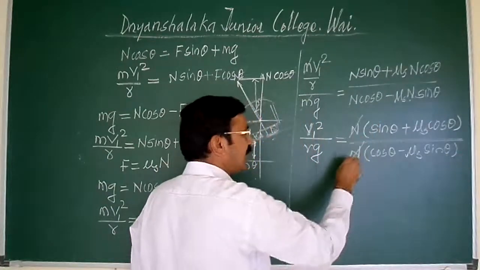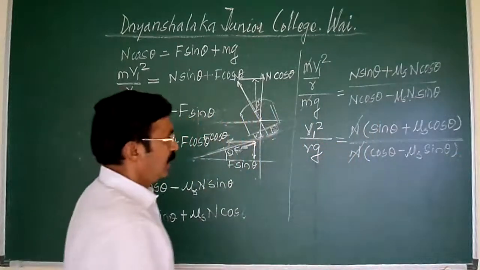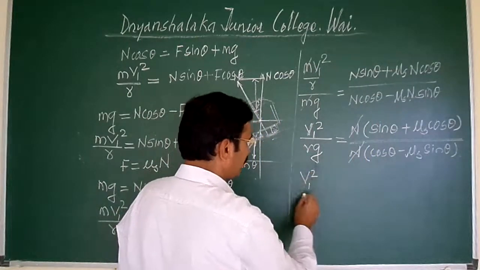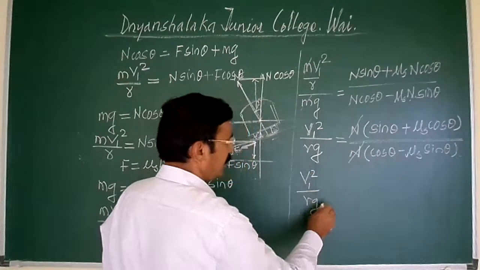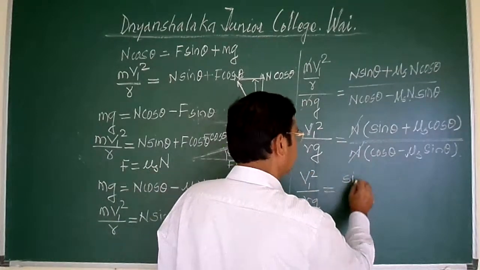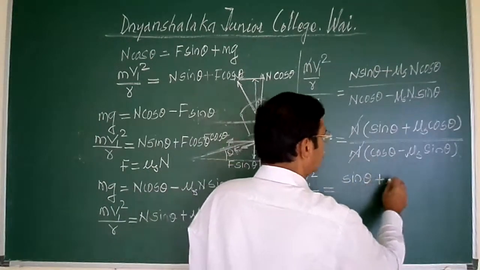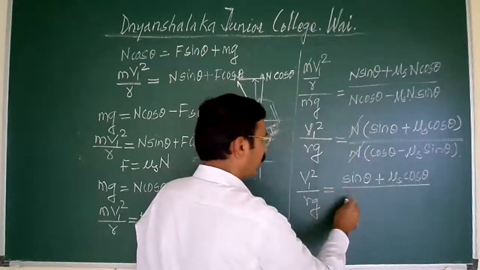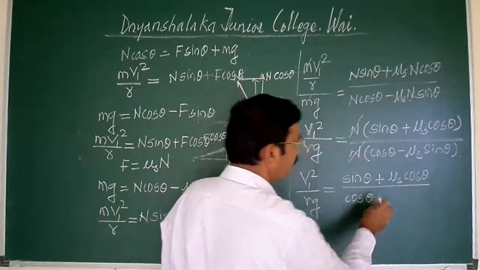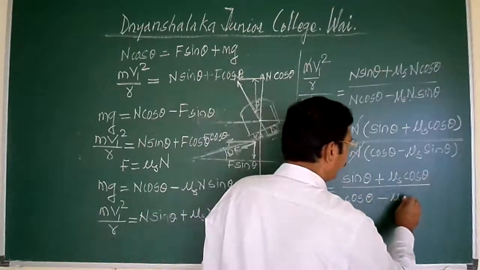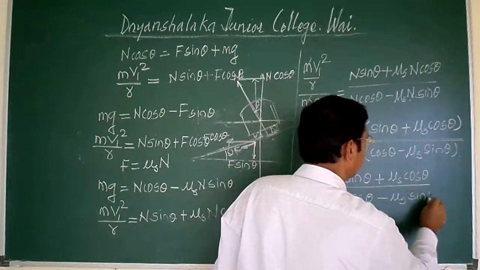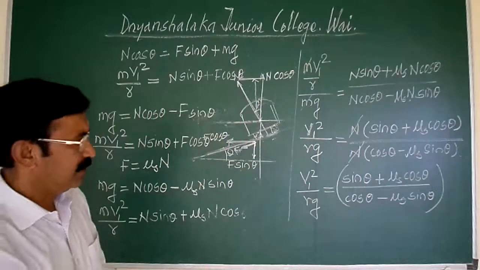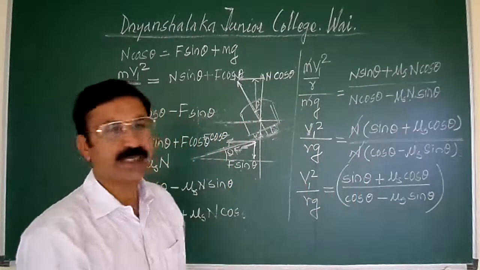So let us cancel n also from here. And so the relationship will become v1 square upon rg is equal to sin theta plus mu s cos theta upon cos theta minus mu s into sin theta. Well, theta is angle of banking.